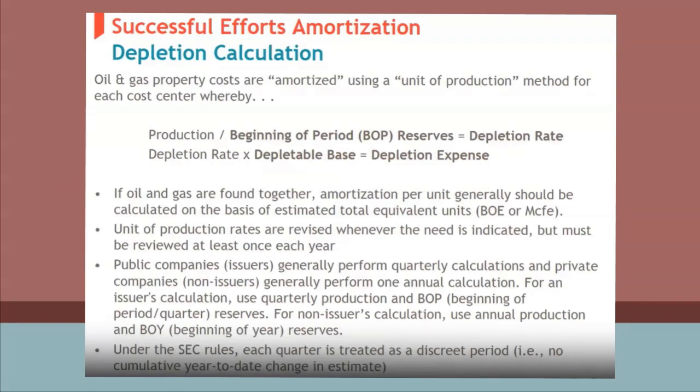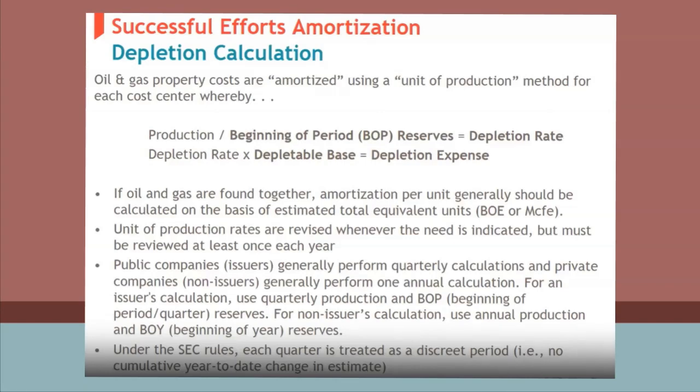For an issuer's calculation, you use quarterly production and beginning of period reserves. For a non-issuer's calculation, you use annual production and beginning of year reserves. Under the SEC rules, each quarter is treated as a discrete period, meaning no cumulative year-to-date changes in estimate. Just to clarify, if you have a public company doing depletion on a quarterly basis, for the first three quarters you're probably going to use the prior year reserve report, taking into account the production for each of those periods. Whereas in the fourth quarter, you use the end of year reserve report and add back that most recent period of production. So that's a little bit of a twist for public companies.